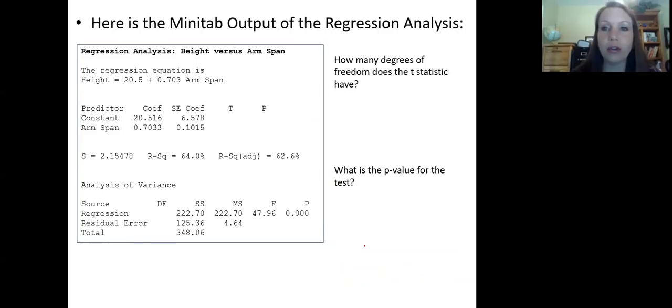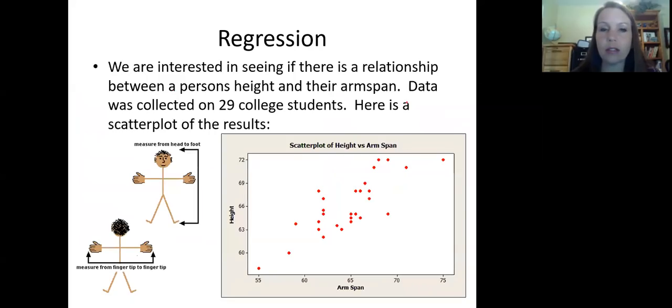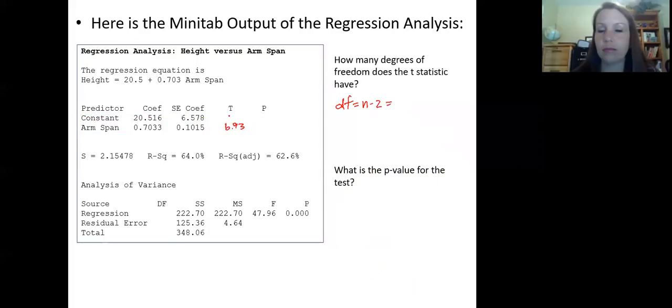Now we want to know how many degrees of freedom that test statistic has. I'll write in here my test statistic, 6.93. Degrees of freedom for regression are equal to n minus 2. If you remember, on this page we had 29 college students, so 29 is my n. So 29 minus 2 gives me 27 degrees of freedom.